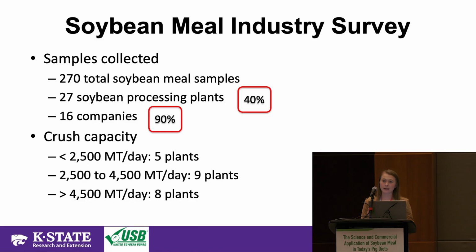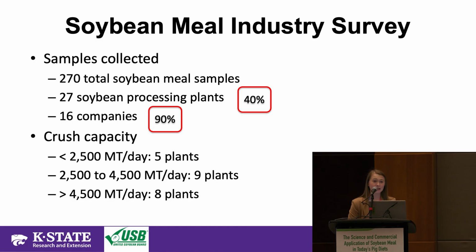When you look at this on a crush capacity basis, those 27 plants that we actually were able to secure samples from represent around 40% of the entire crush capacity of the US. And then when you just look at the 16 different companies we were able to get represented, they make up about 90% of the entire soybean industry in the US. So we really think we did a good job trying to get a representative sample.